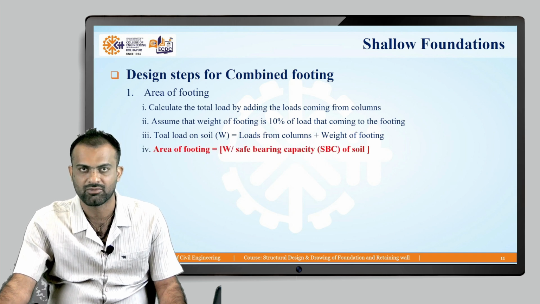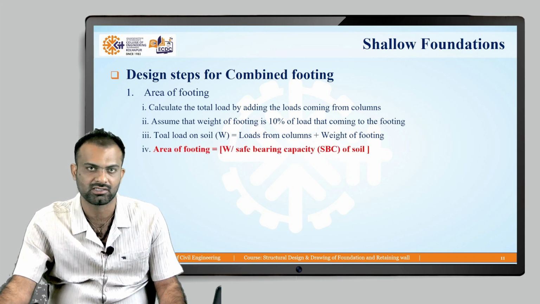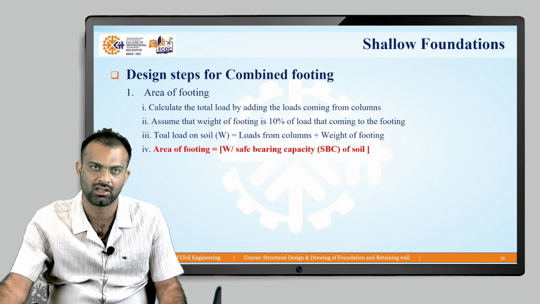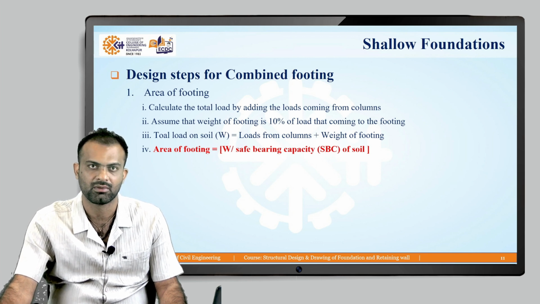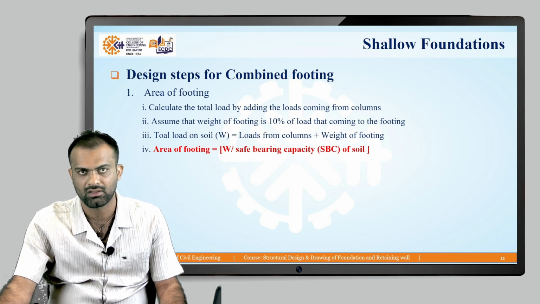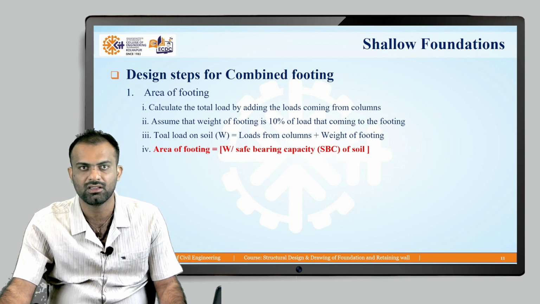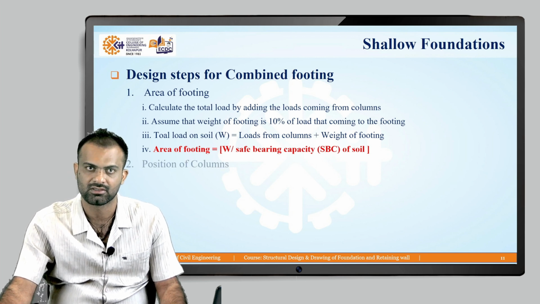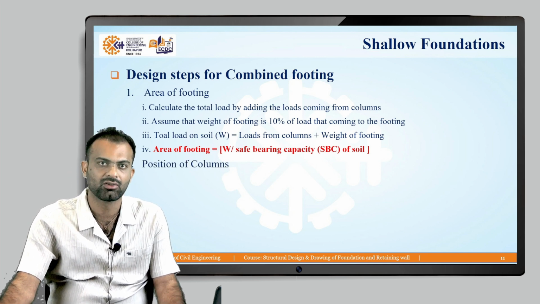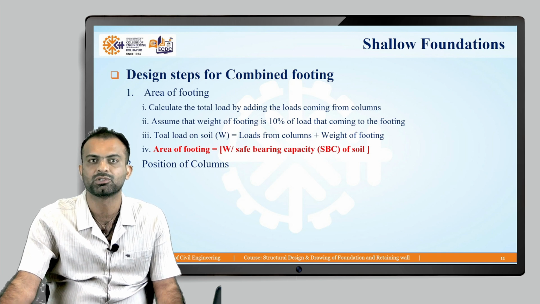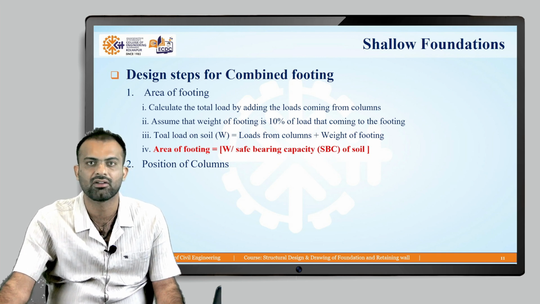We know the safe bearing capacity of the soil. As I already explained, the area of footing is W, that is the total load on the soil, which comes from the columns and the weight of the footing, divided by the safe bearing capacity. By this we decide the area of the footing. Then we need to define the position of the columns on that area of the footing.